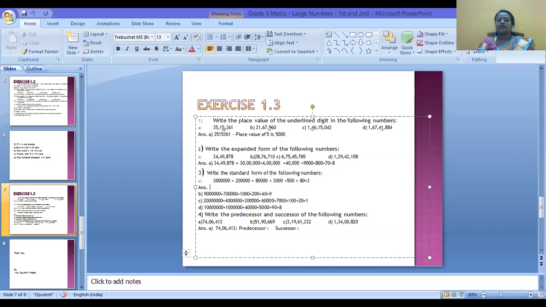Similarly, let's move ahead to write the standard form of the given numbers. Here we have 30 lakhs, so 32 lakhs 83,583. This is the standard form. I request you to solve questions B, C, D as an assignment.